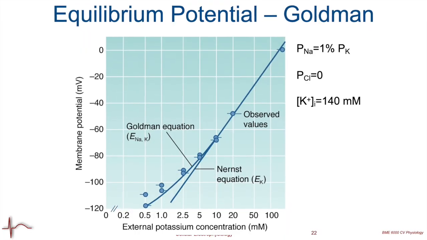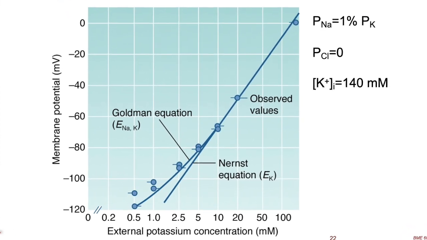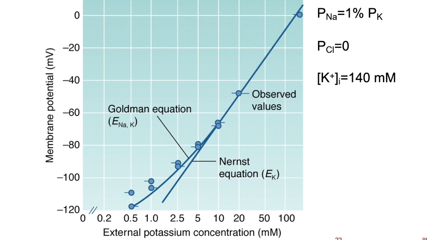And this equation is called the Goldman-Hodgkin-Katz equation, or the Goldman equation, as we'll sometimes see it. And this is well known, well proven. Here's an example of what we get when we plot the membrane potential as a function of the external potassium concentration. So now we're manipulating the conditions.